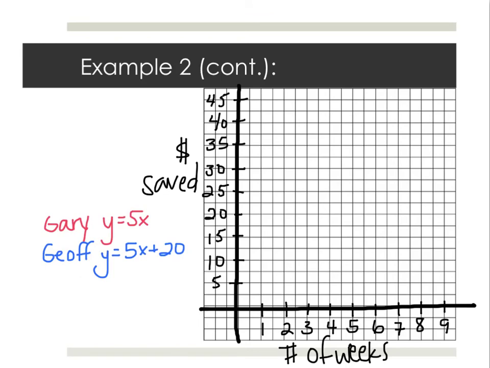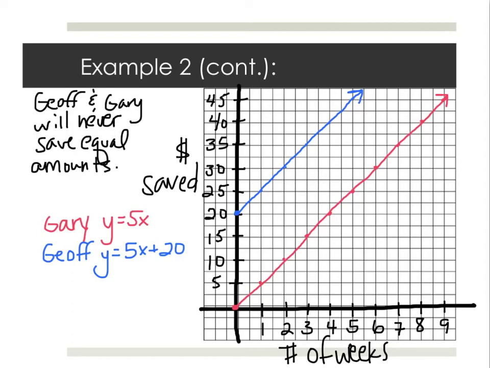And here we have it set up to graph again. So, Gary, again, y-intercept is 0 and a slope of 5. There we go. And Jeff, again, y-intercept of 20, but this time he also has a slope of 5. So, his line is going to go up at the same angle as Gary's. So what does that mean for their situation? When will they have the same amount of money?